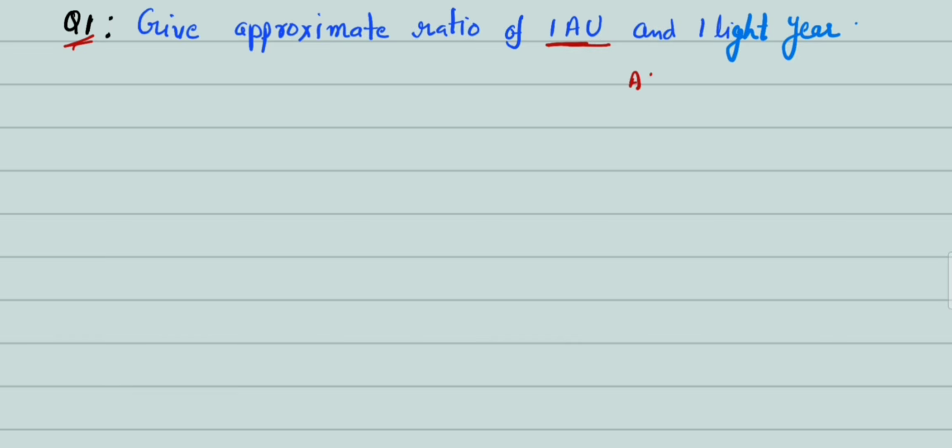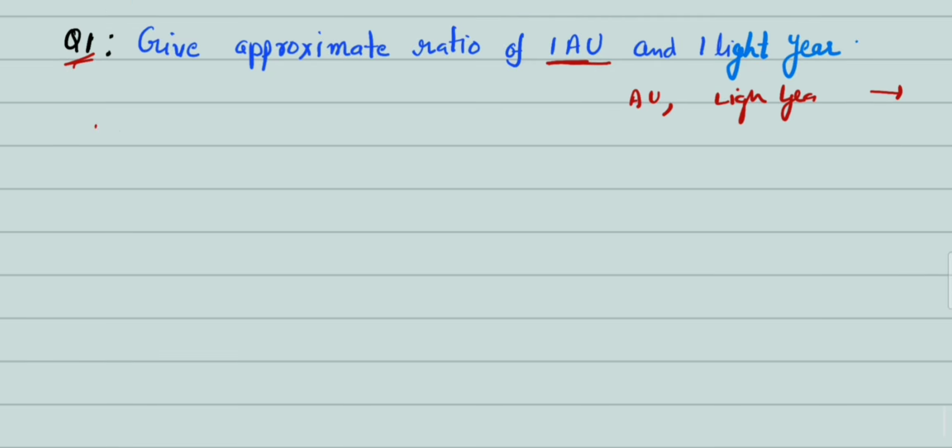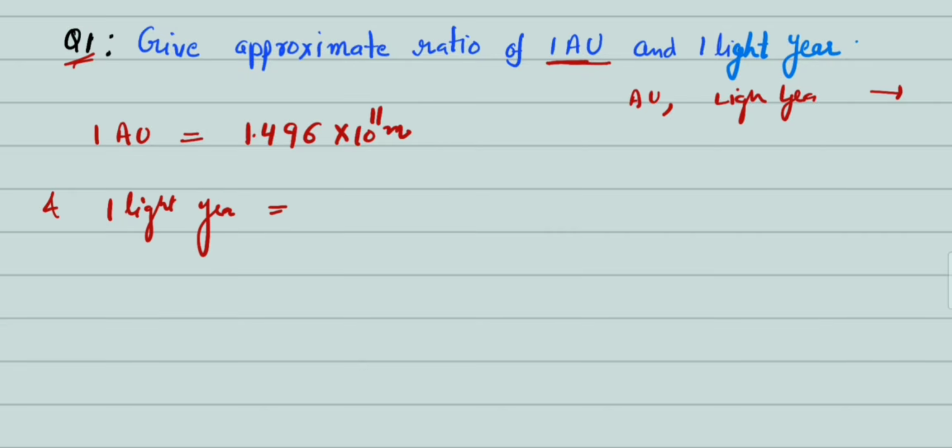What is 1 astronomical unit and what is a light year? Please write in the comment box. So we know that 1 astronomical unit is equal to 1.496 into 10 raised to power 11 meter, and also 1 light year is equal to 9.46 into 10 raised to power 15 meter. So both the AU, astronomical unit, and light year are units of distance. So we have to find out the ratio of this.